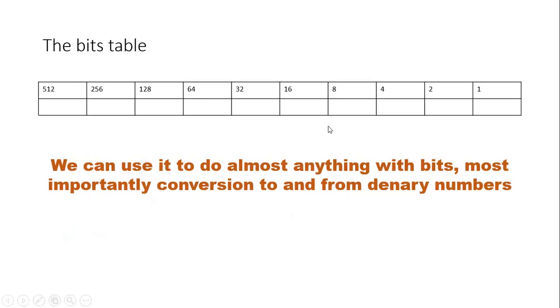And this is the bits table. This is a very useful table. You should remember how we write these binary and denary numbers. So these are the numbers that we use to convert to and from denary numbers. So if you want to convert a binary number into a denary, we will use this. And if you want to convert a denary into binary, we will use this. And we have already learned the method. So this is just a table that you should remember.